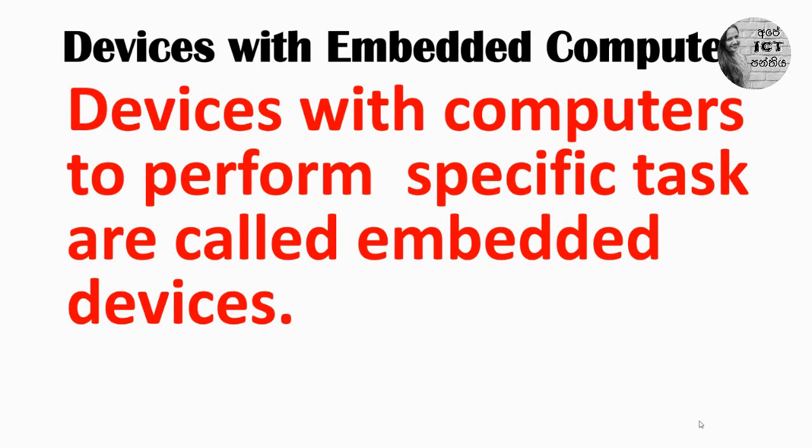Think of the washing machine: you add only dirty clothes and washing material, it means washing liquid or washing powder. Then automatically clothes are washed and dried. It happens automatically. In these embedded computers, all the activities happen automatically because the computers are established within the device. So devices with computers to perform specific tasks are called embedded computers. To perform a specific task. Visheshit karyak karim sandha.